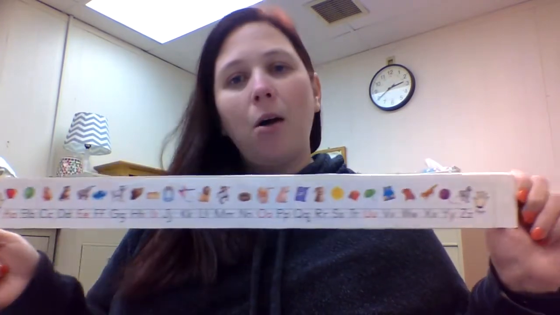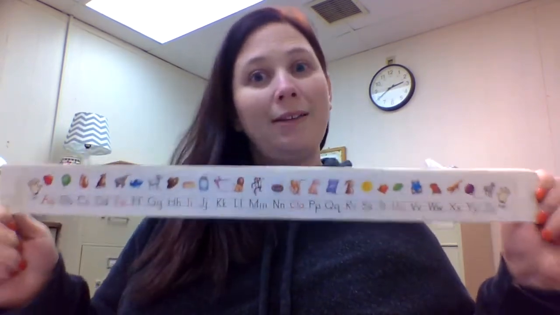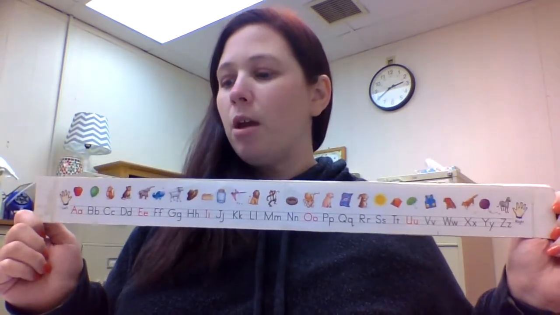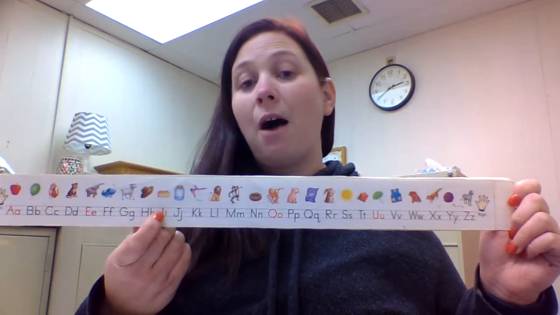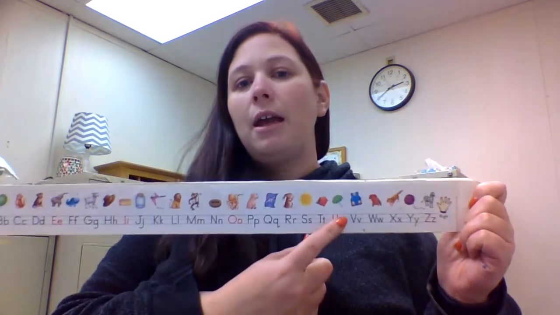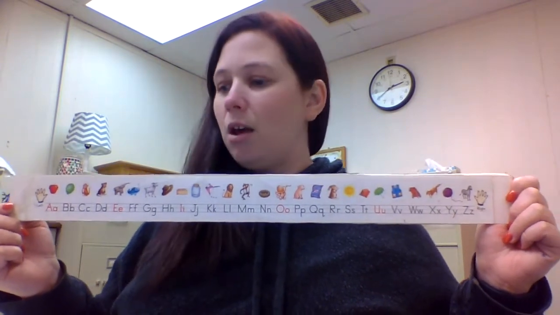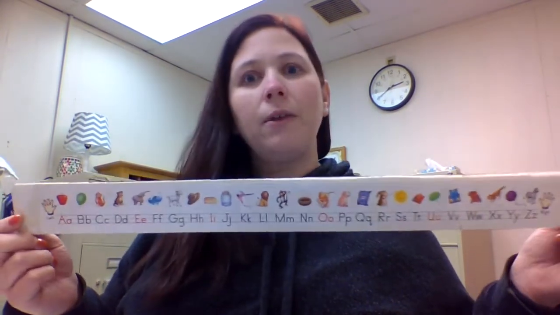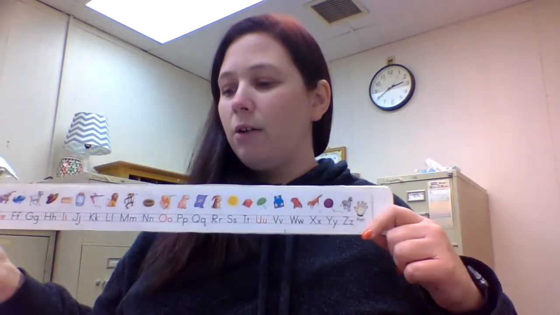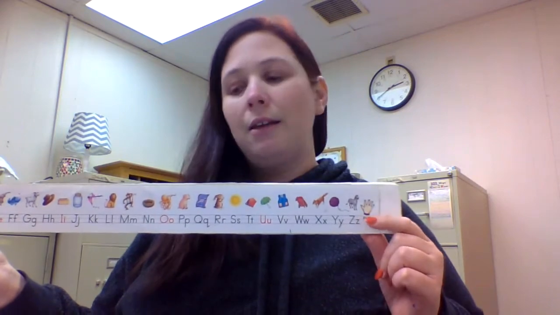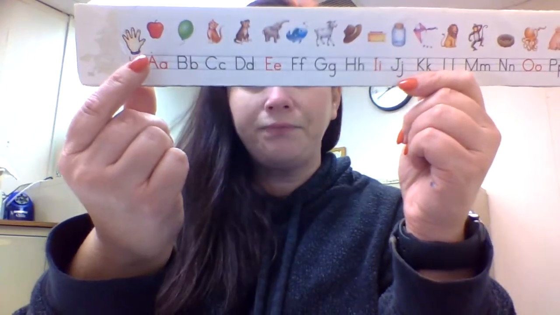Does anyone remember how many letters are in the alphabet? There's 26 letters in the alphabet. Great job. All right, and the red letters we said are vowels, and the rest of the letters that are in black are called consonants. All right, the initial letter of the alphabet is A, and our end or final letter of the alphabet is Z. Good job.